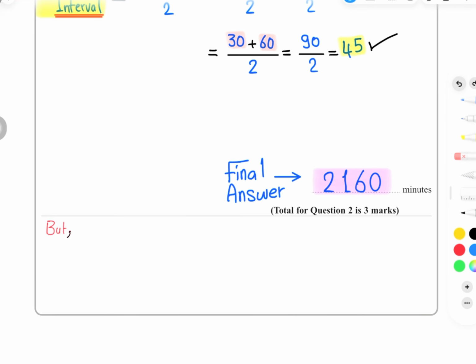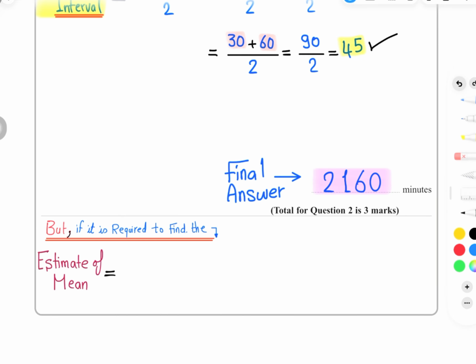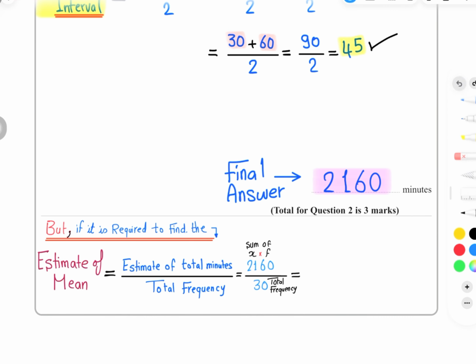Now, here is something extra. If the question had asked for the estimated mean instead, we would take one more step, which is the estimated mean is equal to the estimated total minutes Abby spent walking in September we have got divided by the total frequency, which is the total number of days in September, which is 30. Which means we will do 2160 divided by 30, which is equal to 72 minutes per day.